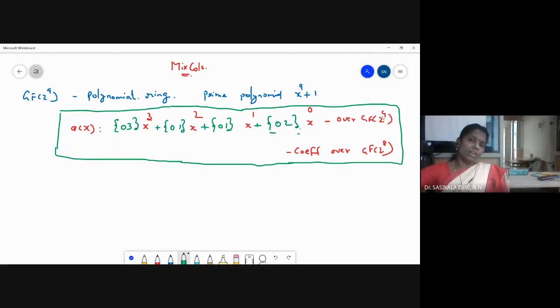So the AES mixed column round is based on this polynomial ring: 0, 3 into x cube plus 0, 1 into x square plus 0, 1 into x power 1, plus 0, 2 into x power 0, where 0, 3, 0, 1, 0, 1, 0, 2, all these are polynomials over GF of 2 power 8 with m of x equal to x power 8 plus x power 4 plus x cube plus x plus 1. Okay, so now the operation in the mixed column round.